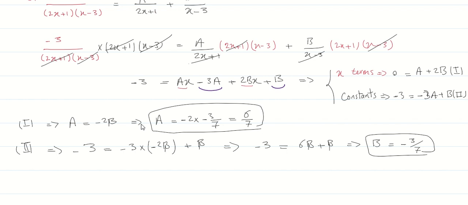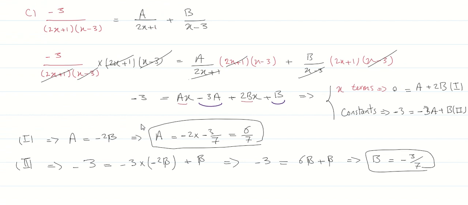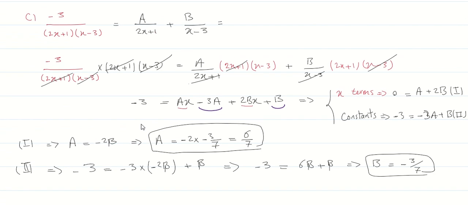So now we got the a and b value, so we can write this equation as a, we're going to just move to the top, and our a value would be equal to 6 over 7 over 2x plus 1, plus b, which was equal to minus 3 over 7 over x minus 3. And now what you can do, you can bring the 7 to the bottom as well. I write this as 6 over 7 times 2x plus 1 plus minus 3 over 7 times x minus 3.